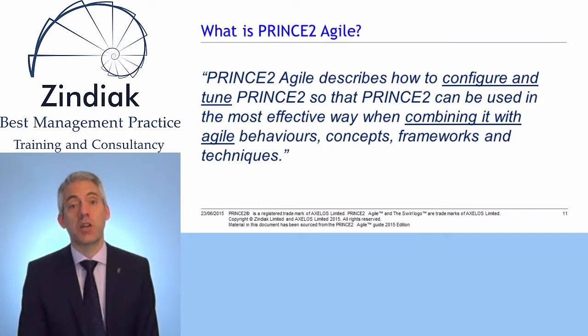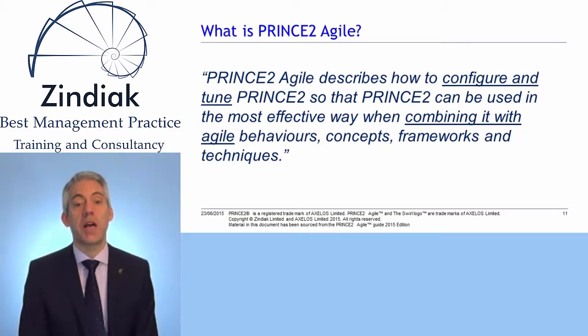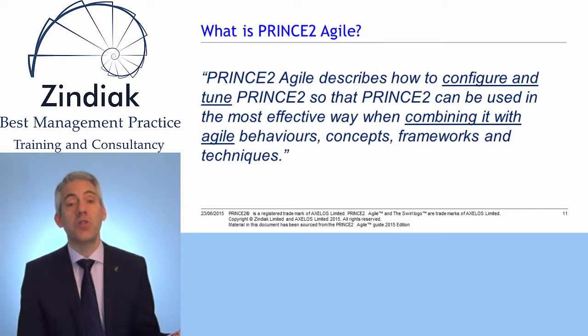What is PRINCE2 Agile? Well, the official definition is shown on the slide here. PRINCE2 Agile describes how to configure and tune PRINCE2 so that PRINCE2 can be used in the most effective way when combining with Agile behaviours, concepts, frameworks and techniques. So the important point to know is that PRINCE2 Agile is not a method in itself, but an extension of the existing PRINCE2 method.